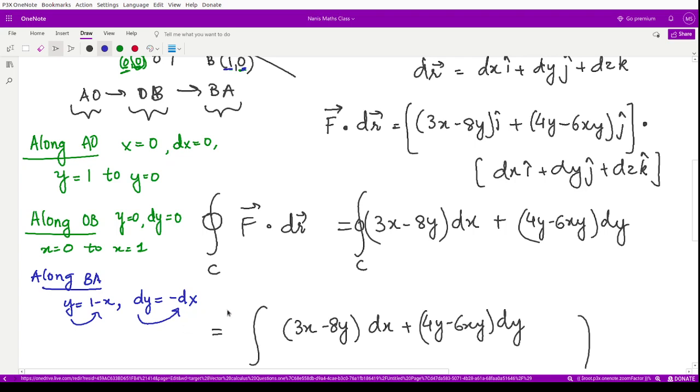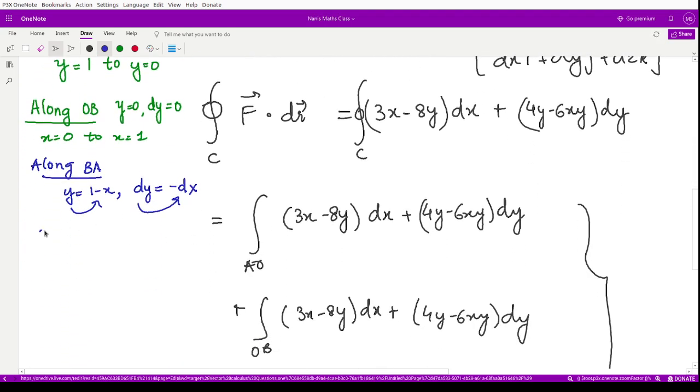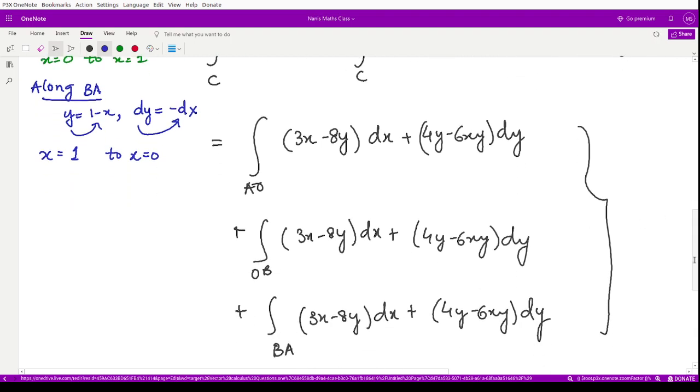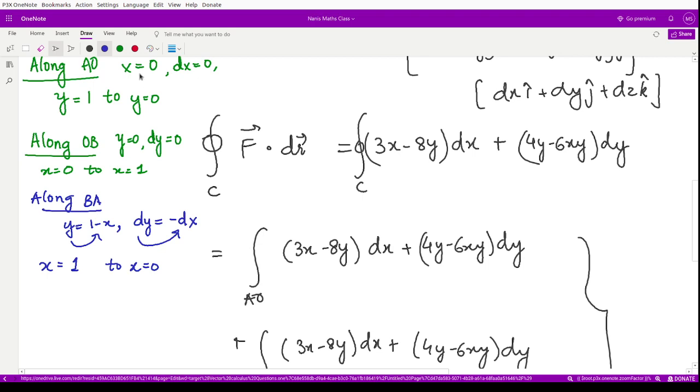If you have eliminated y completely and you have terms in terms of x, therefore you also require the limits in terms of x. Now you have to see, in moving from B to A, what are the limits for x. The limits of x are from 1 to 0. So we'll write that in here. x varies from 1 to 0. And this order should be the same because we are moving from B to A and not from A to B. So according to that, we have to make substitutions here.